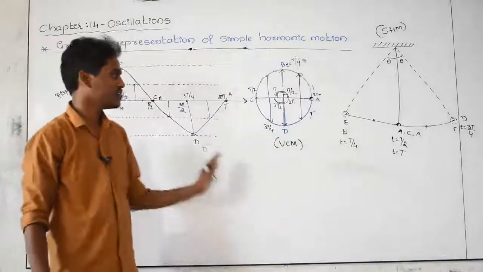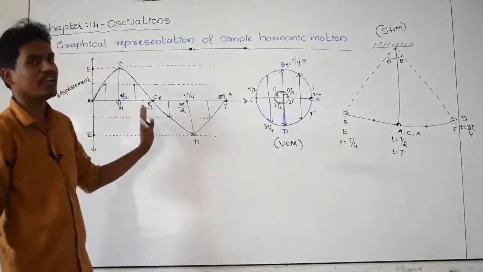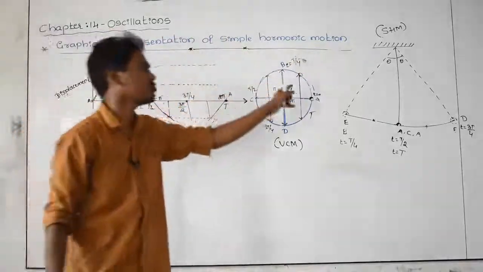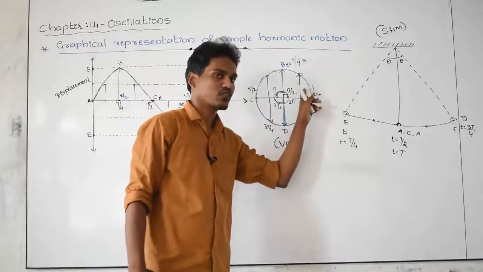You remember how the graph will exist for simple harmonic motion. Directly we cannot explain without the help of a uniform circular motion.